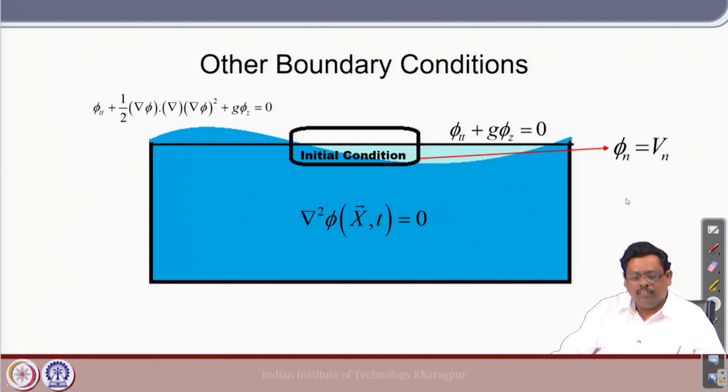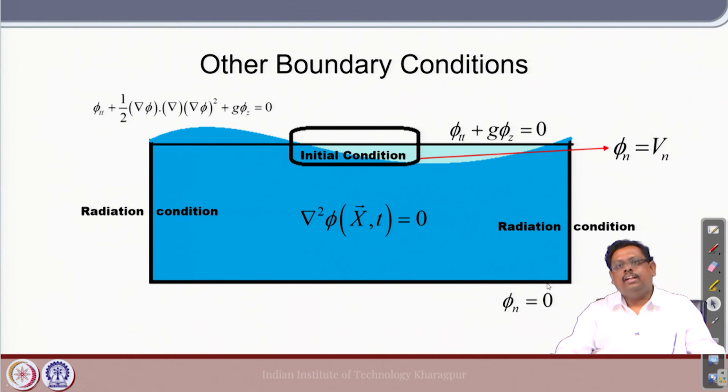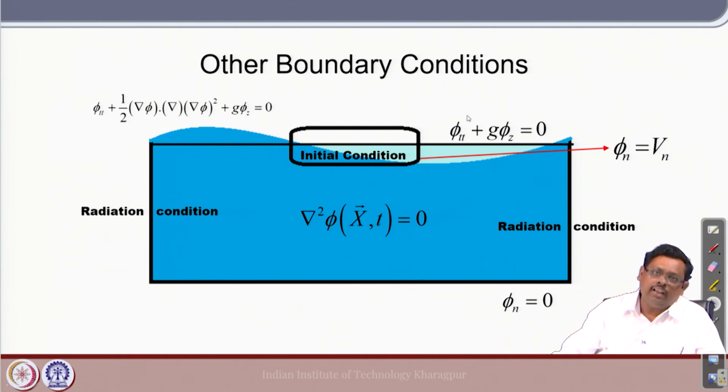Also, we have the body boundary condition, which we will discuss later on. Right now, we are not going to discuss this. We also have the bottom boundary condition, which is basically that the normal velocity of the fluid particle is 0. So, fluid does not have any velocity in the direction of the normal. And with this we have the radiation condition. So, when we solve for phi, we have to apply del square phi equal to 0 and all the other boundary conditions.